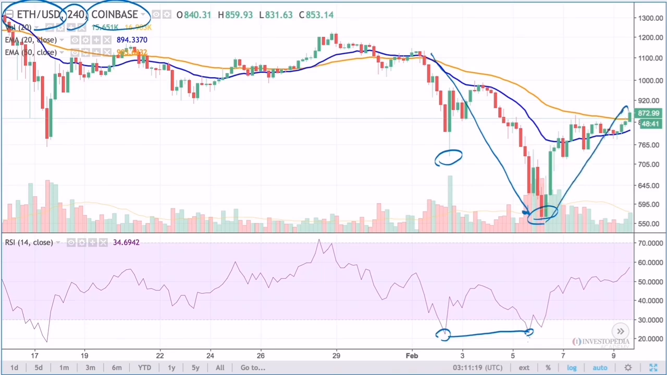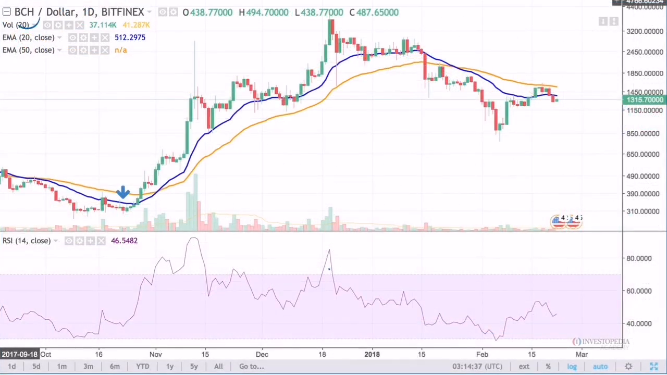And what we saw after this was the price of Ethereum went from about 570 all the way up to 900. Next, here's a chart of Bitcoin Cash versus the dollar, charted on a 1-day time frame on Bitfinex. The exponential moving averages, the 20 period and the 50 period, are labeled in green and blue.